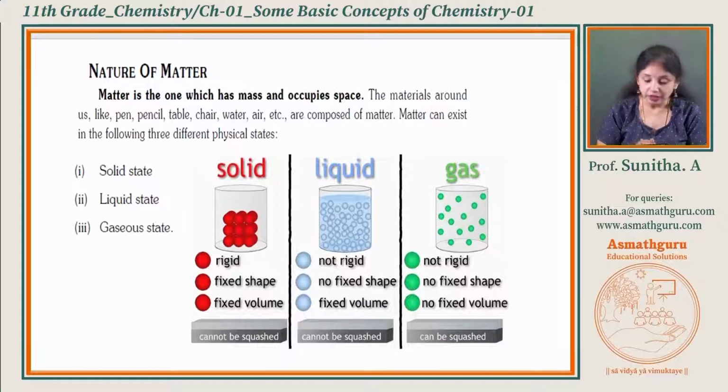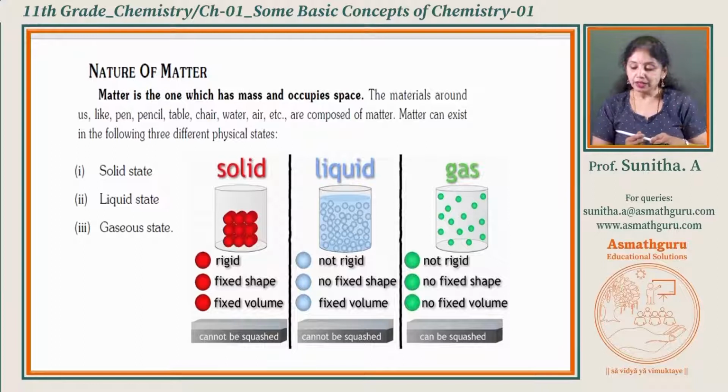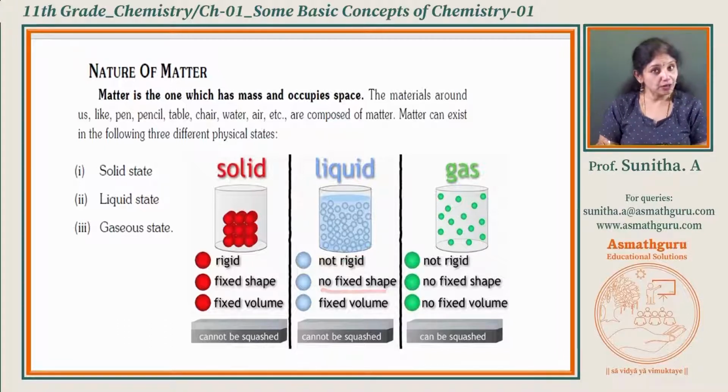When we go towards the liquid state, there is no rigidity found. The particles can take the shape of the container in which they are placed. There's no rigidity, therefore no fixed shape. It can take the shape of the container, as I told you. So there is no fixed shape, but there is a fixed volume. The volume cannot keep changing.